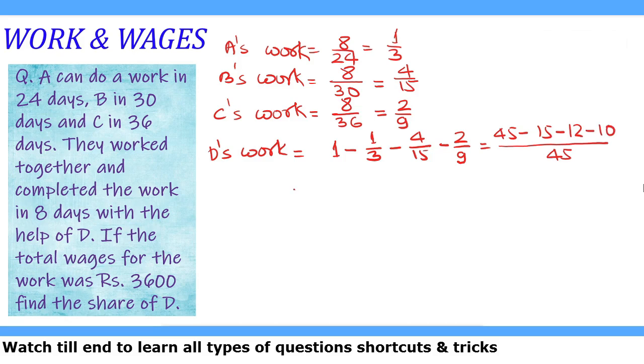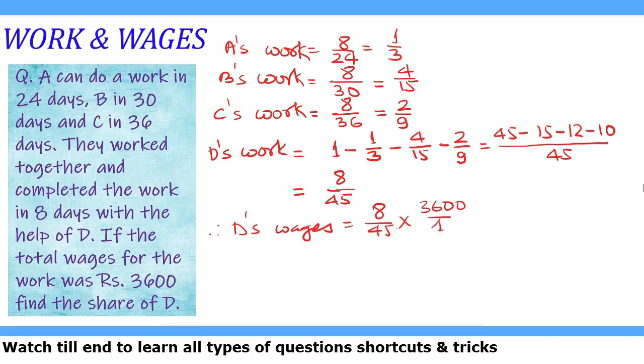This is equal to 45 minus 15 minus 12 minus 10. 15 plus 12 is 27 plus 10 equal to 37, and 45 minus 37 equal to 8. So D's work is 8 upon 45 and he should get the amount as per his work. Therefore, D's wages equal to 8 upon 45 multiplied by 3600 upon 1.